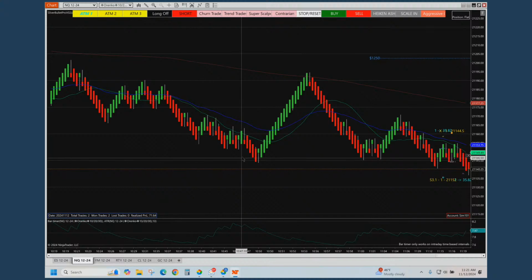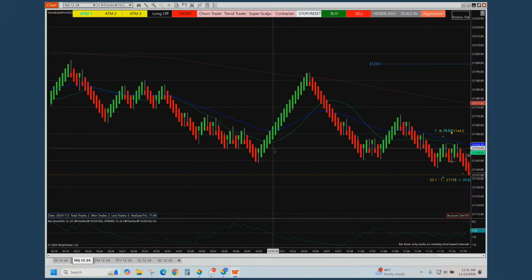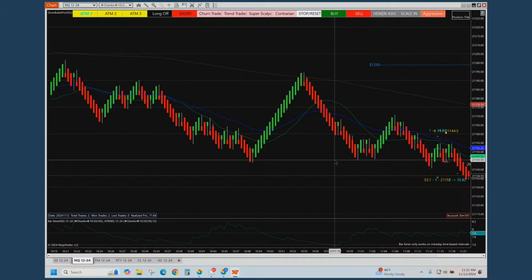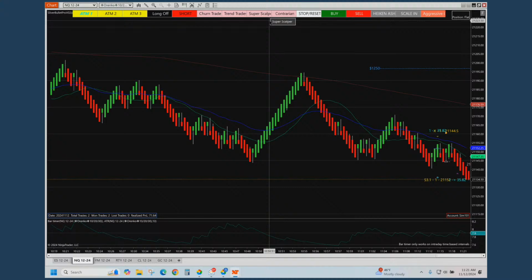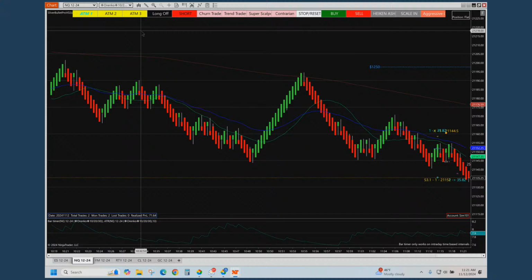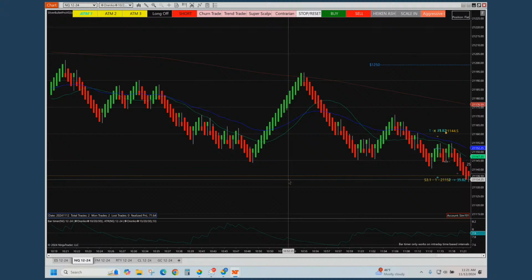So after this pullback, this pullback, market came down and resumed its downtrend. So I'm going to take a couple more trades. But I'll keep my risk low, only one contract, because we are at market low. Unless there is a nice pullback, I will not increase my contract size.